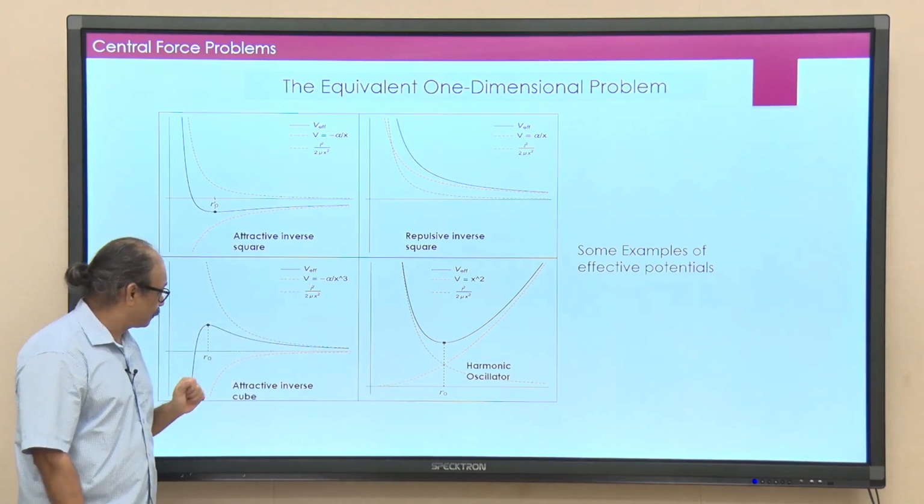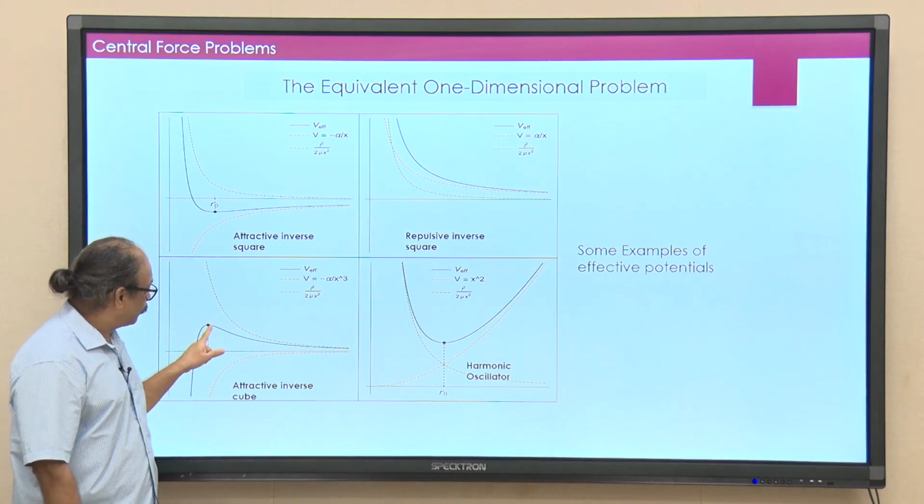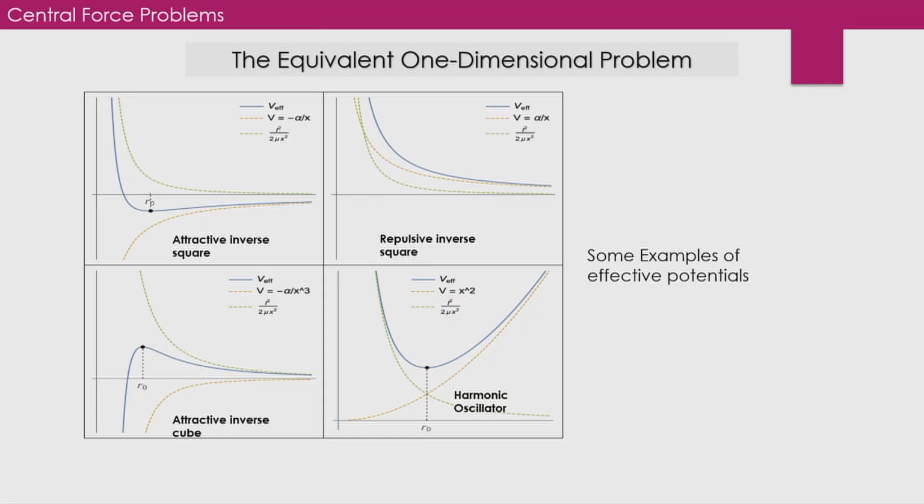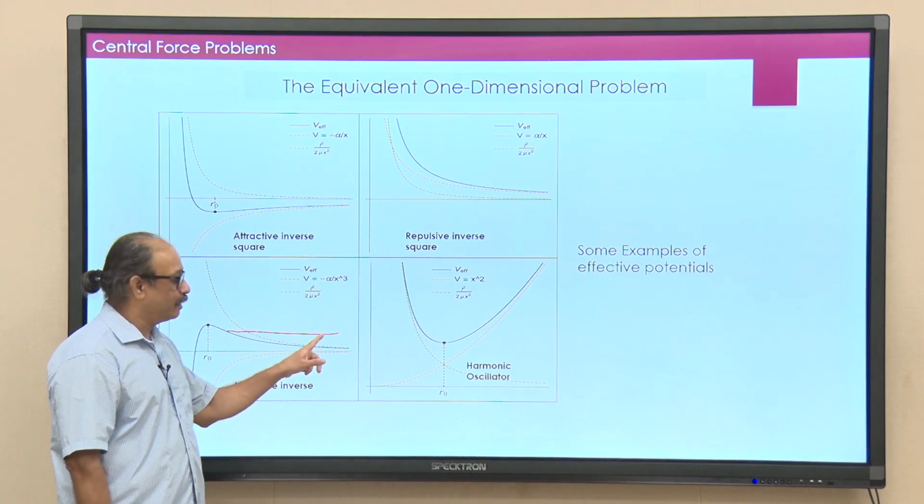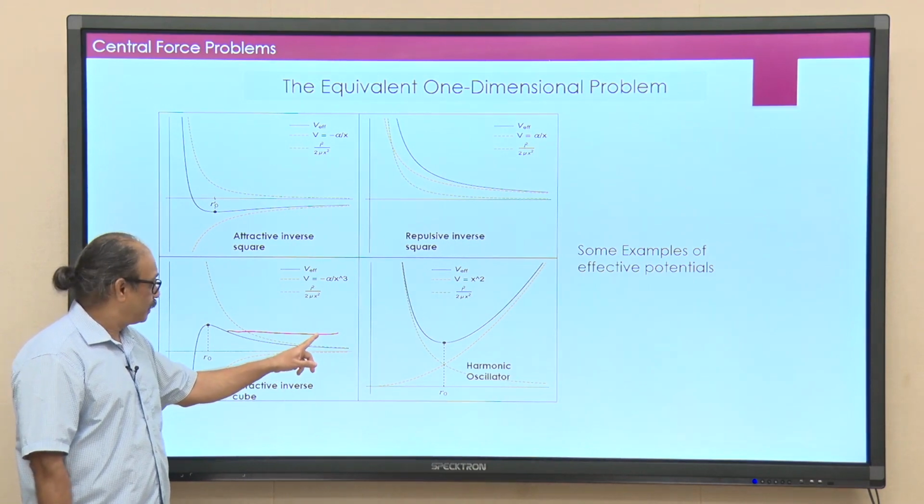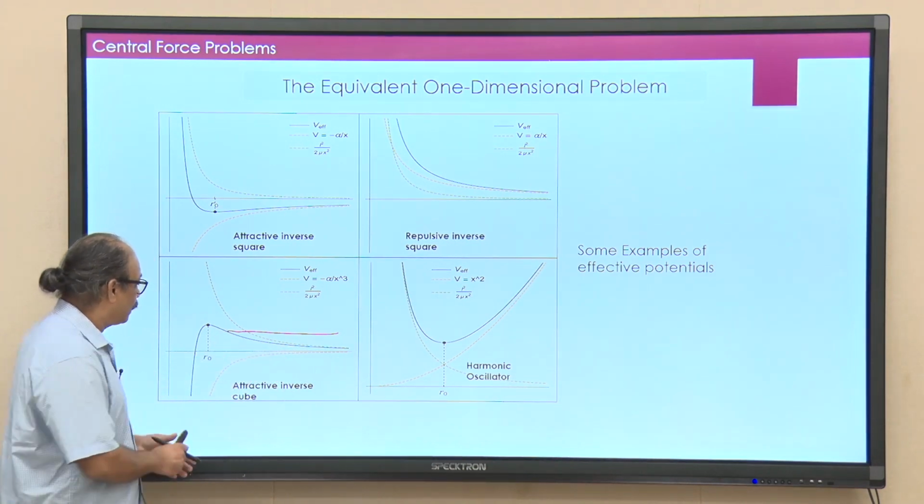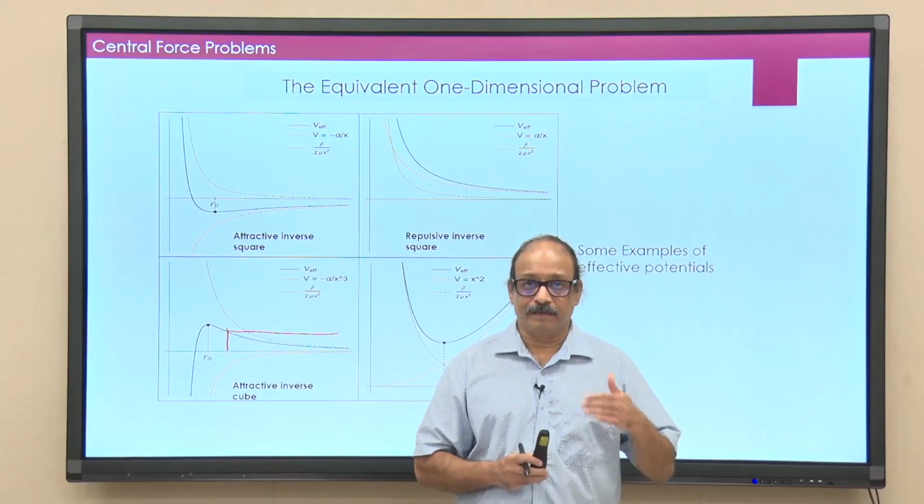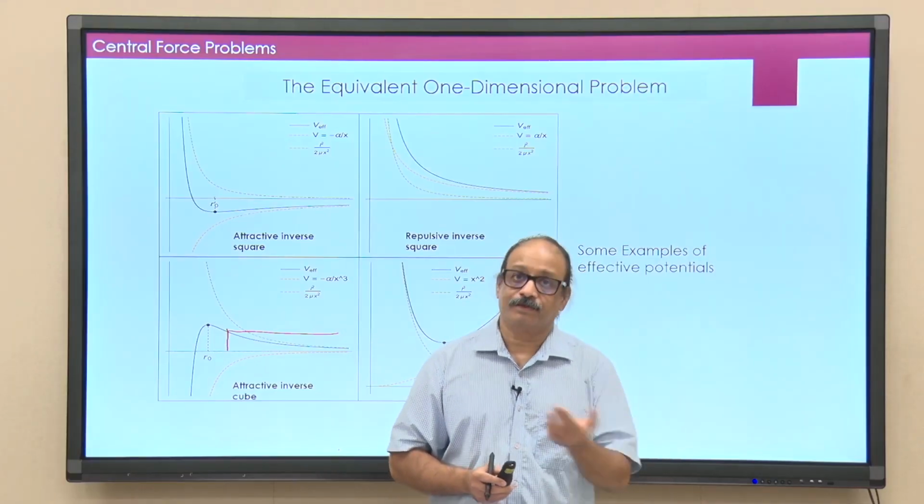What do you get here? Suppose energy has a value which is equal to this. Now, with this energy, what will happen? If the particle was here and it is pushed towards the origin, then it will come to this point, and remember, here is the turning point. So this is your turning point. The particle turns here and goes all the way to infinity.